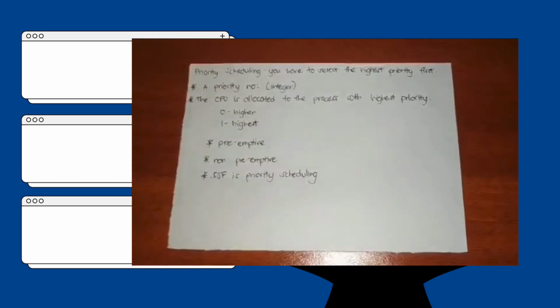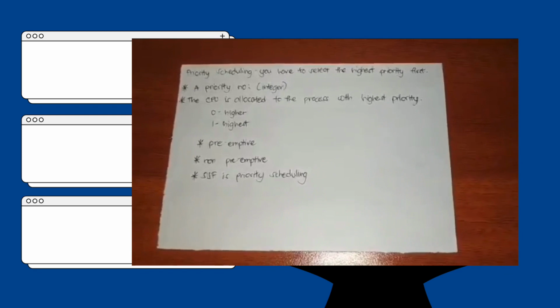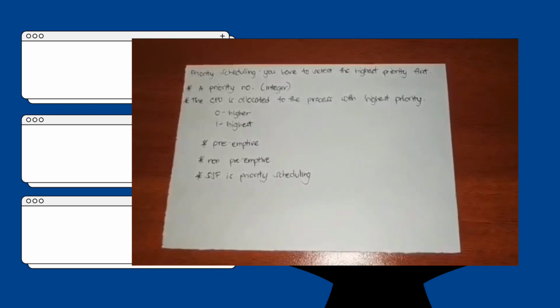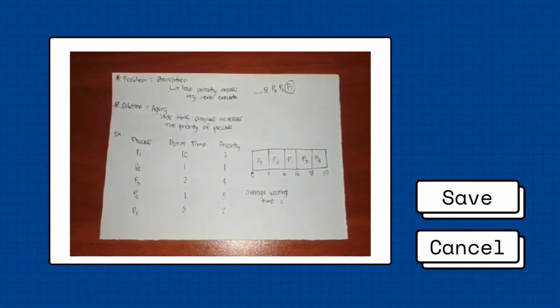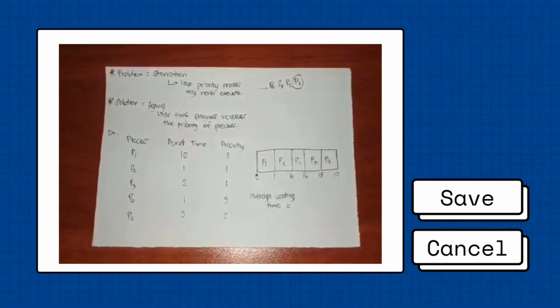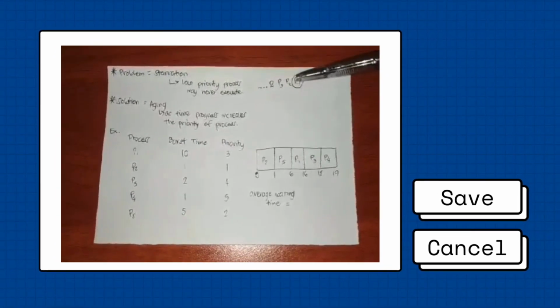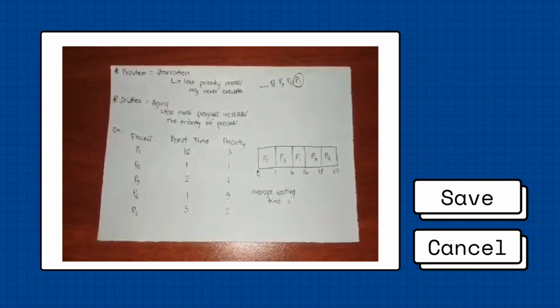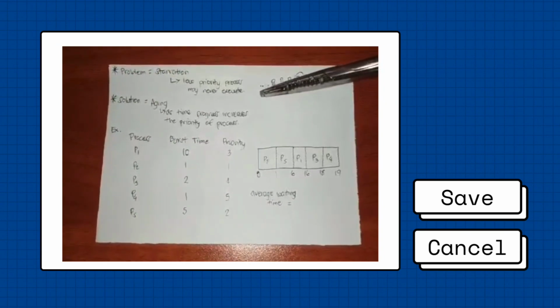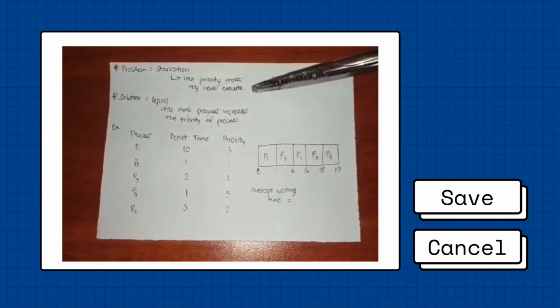Here in priority scheduling, you will come across a problem. So what is the problem that you come across in priority scheduling? The main problem that you can come across in the priority scheduling algorithm is starvation. So what do you mean by starvation? Starvation is when a low priority process may never execute.